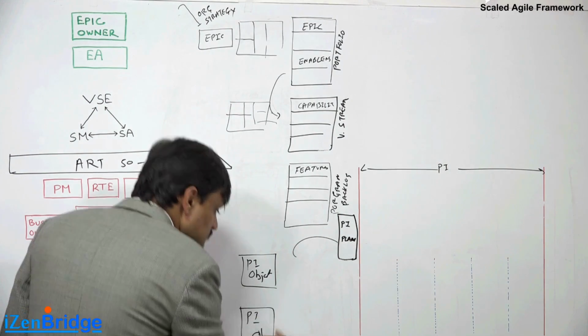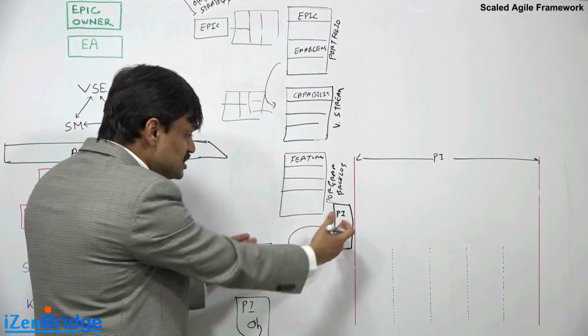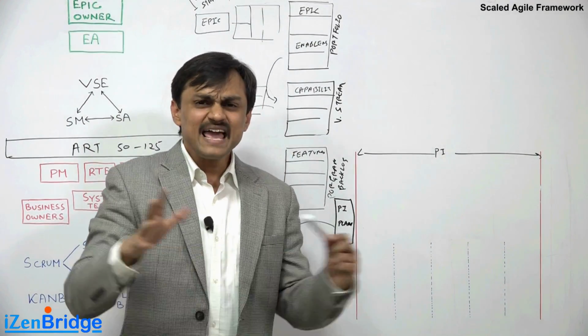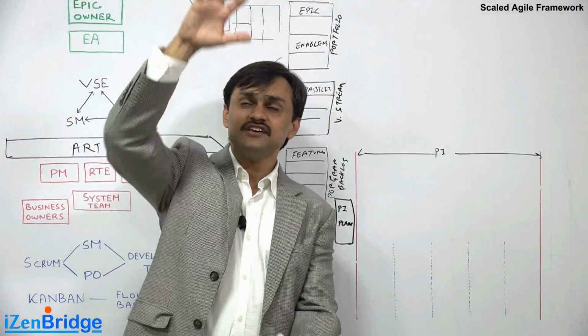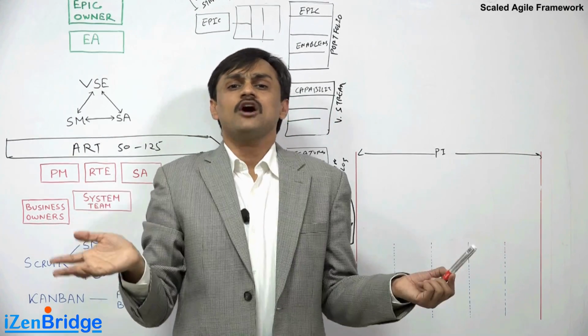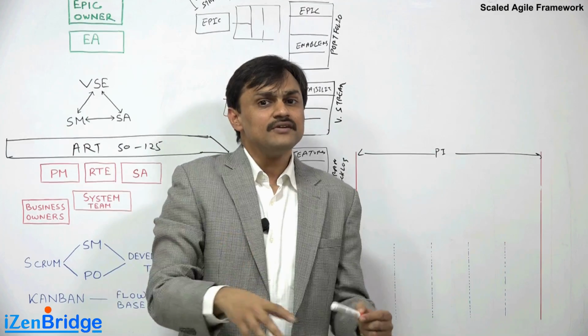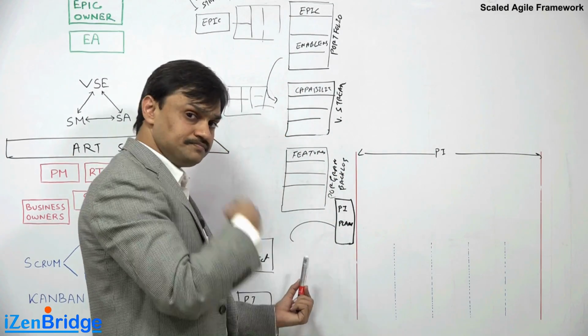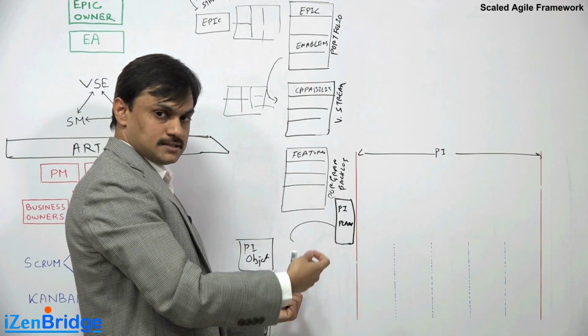Now we may have 6 to 12 or 5 to 12 teams. Each team will pick up their PI objective from this 2 days meeting. It's like, okay, out of these 10 features, my team can do 2. I pick it up, and these 2 features become my PI objective. In the same way, different teams pick their work, and they say, okay, we are going to deliver this.